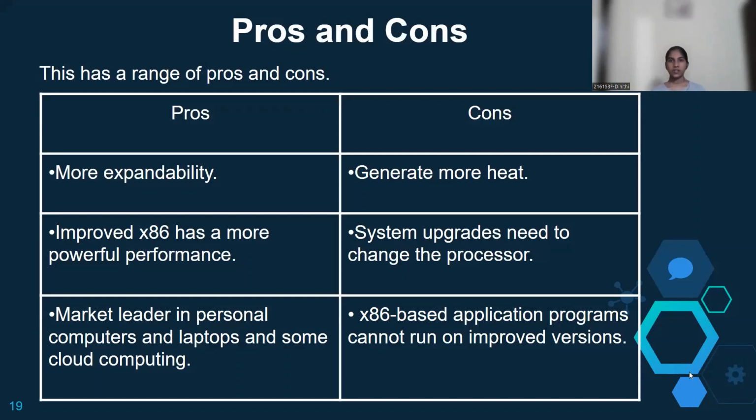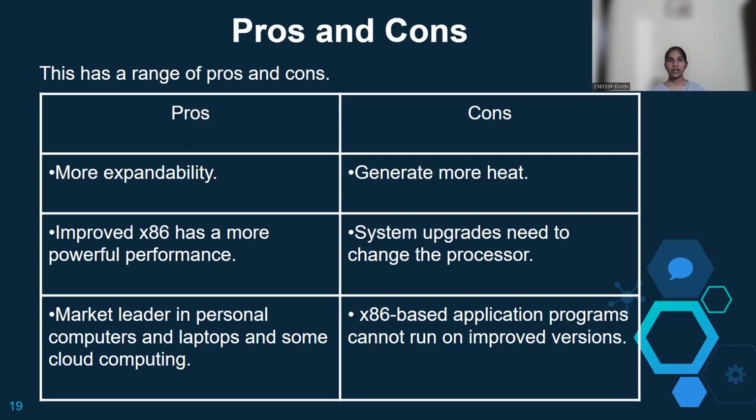This has a range of pros and cons. Pros of x86 architecture. First one is more expandability. x86 is a family of microprocessors. It can expand up to high processors like 8286, 8386, 8486 up to Core i series processors. Improved x86 has a more powerful performance. It allows you to perform several activities at the same time from a single instruction.